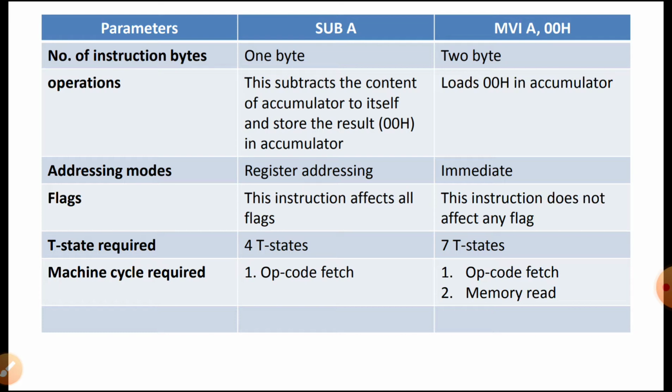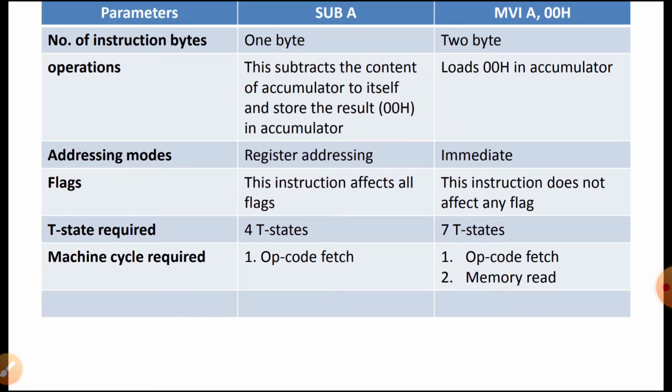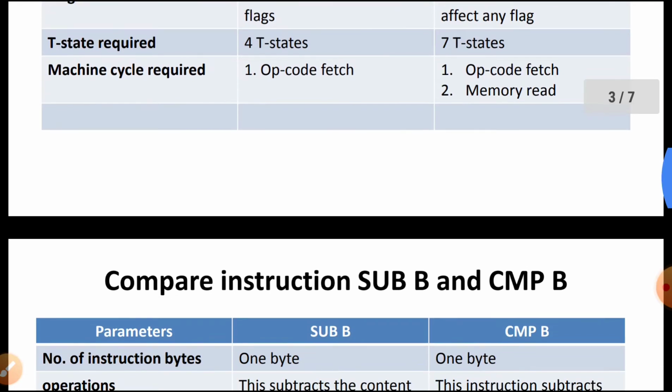As far as T states are concerned, SUB A will take 4 T states and MVI A,00 will take 7 T states, because 2 machine cycles are involved in MVI A,00 since it is a 2 byte instruction. So the microprocessor has to fetch memory 2 times. The first machine cycle will be the opcode fetch and the second machine cycle will be the memory read. But SUB A is only an opcode fetch operation.